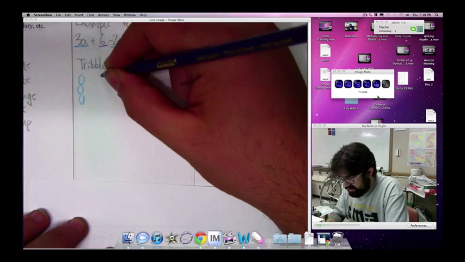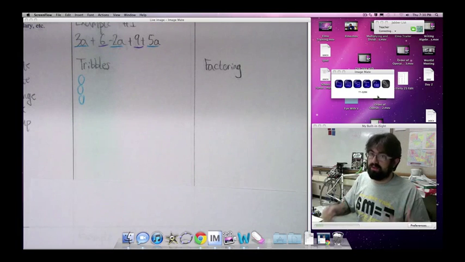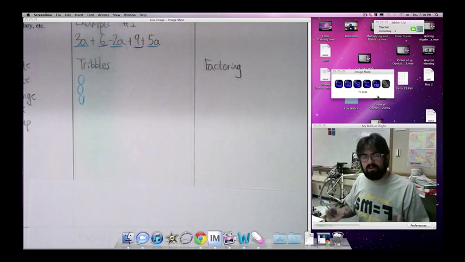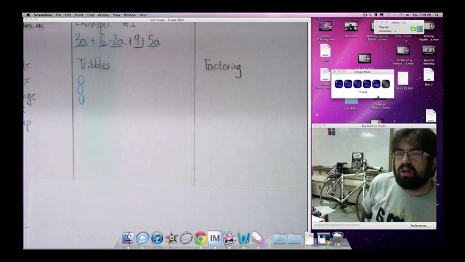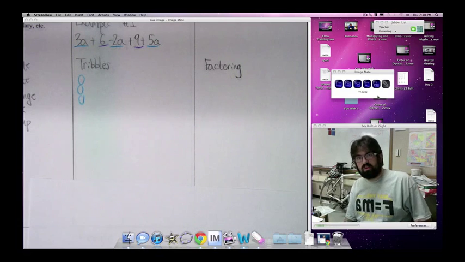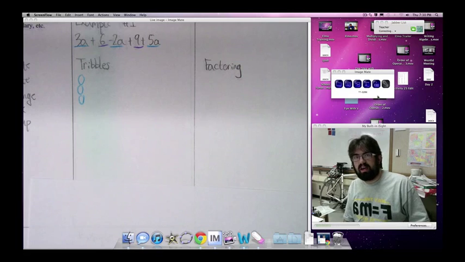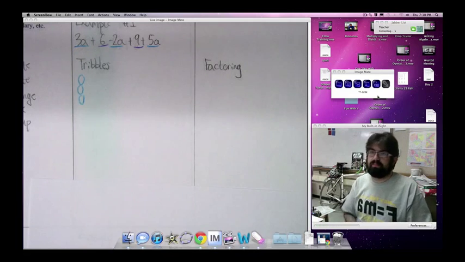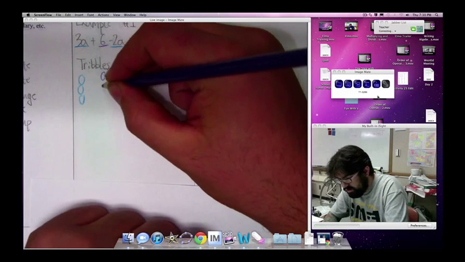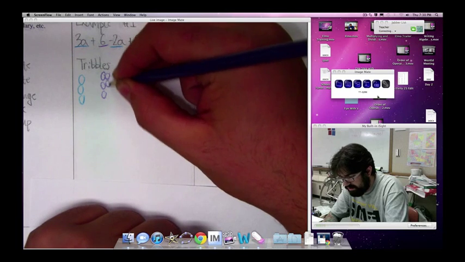Then I've got 3 of the coefficients. And by the way, the coefficient tells you how many you actually have. 3a is equal to a plus a plus a. That's why you have 3 circles. 6, you've got 1, 2, 3, 4, 5, 6.